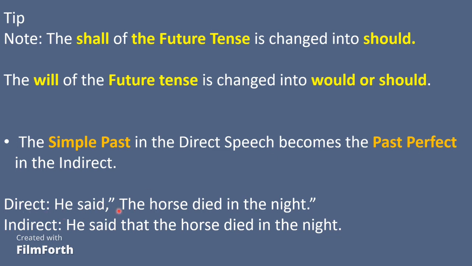Direct. He said, the horse died in the night. Okay, this is an example of a simple past. Indirect. He said that, you've removed the quotation marks, no quotation marks in the indirect speech. He said that the horse died in the night.